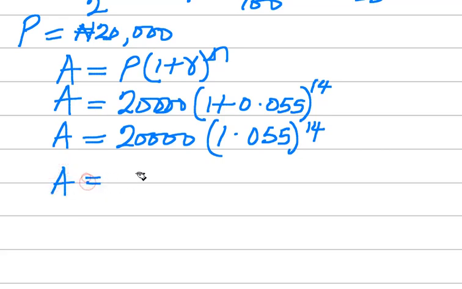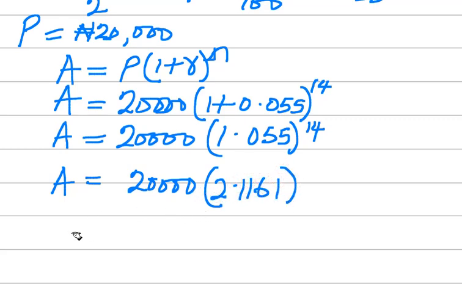So A should be equal to 20,000 bracketed. We have to raise 1.055 to power 14. From the calculator, 1.055 raised to power 14, I'm having 2.116 to 3 decimal places. You can have it to 4, 5, or 6 decimal places, wherever you want to put it. But the perfect place is 4 decimal places, which is 2.1161. Then the next is to multiply these two values and get our final answer.